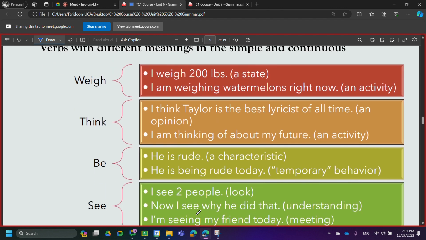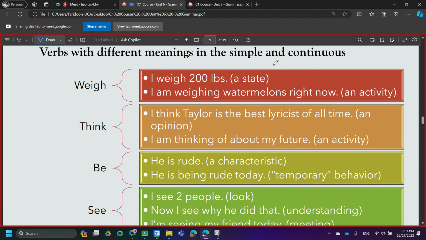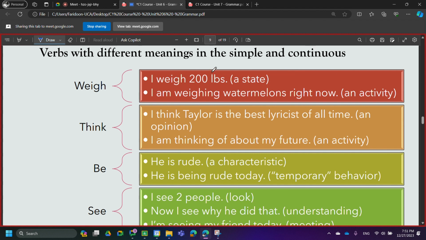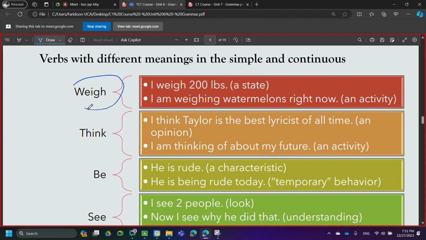Okay, then you have some verbs that have different meanings in the simple and in the continuous version. So what are those verbs? The first one will be, of course, weigh. The verb to weigh has two kinds of meanings in this case. If you use it as a state, for example, I weigh 200 pounds, it just means that this is your weight. But if you use it as an action verb, it becomes an activity. I am weighing watermelons right now. So this is an activity. Like I'm taking watermelons and I'm putting them on the scale, and I'm checking their weight or their mass, whatever you want to say. So this is an actual activity. You're losing energy by doing it.